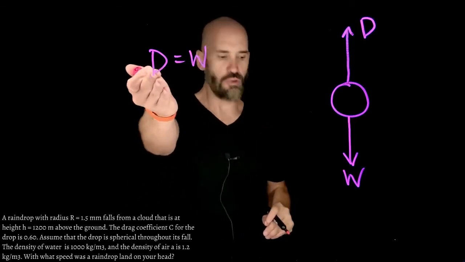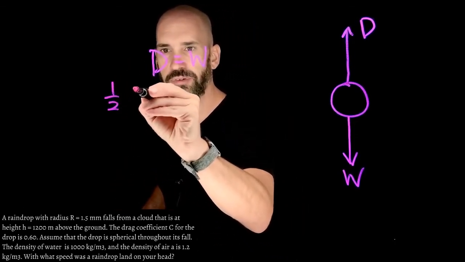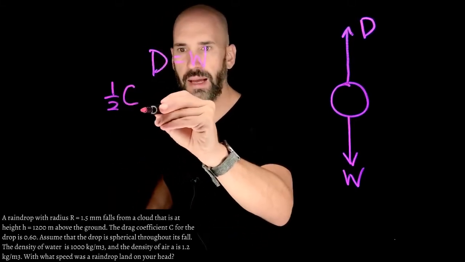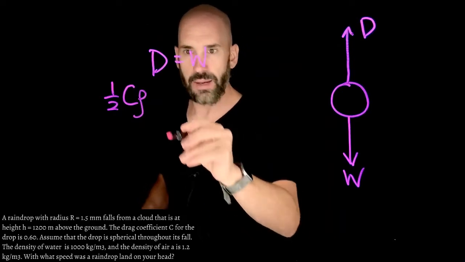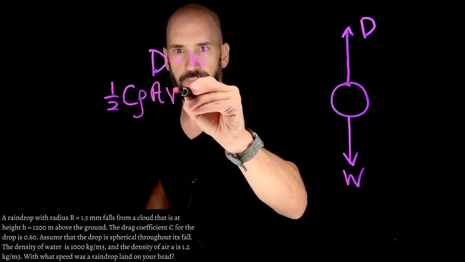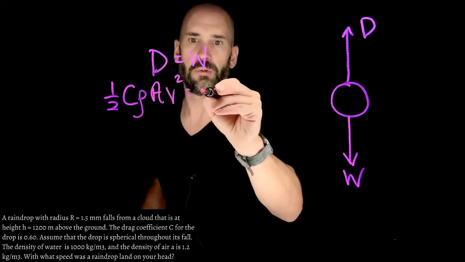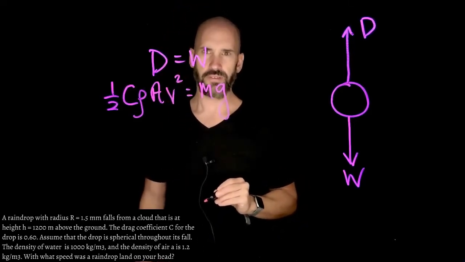right? But that drag force itself is equal to 1/2 times the coefficient of drag times the density of the fluid that you're moving through times the cross-sectional area of a raindrop times v squared. And that's going to equal m times g. Does that make sense?